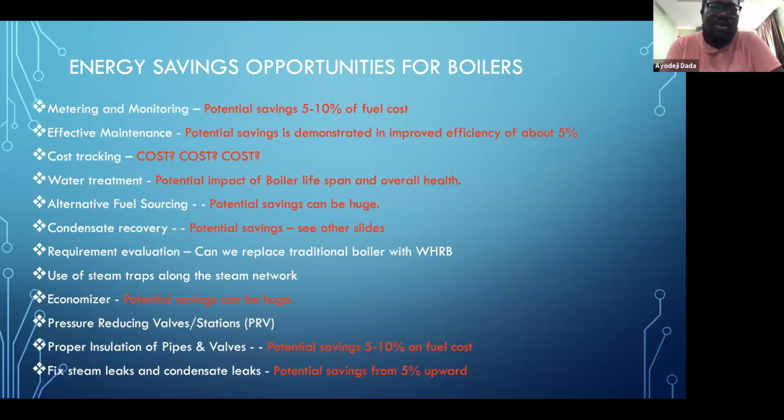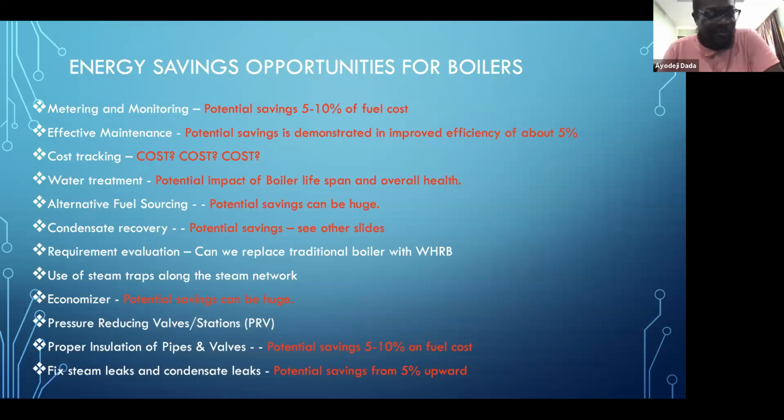So that's to tell you how huge the savings are. At times, if you are in an industrial setting where you have gas generators running, you need to consider whether we need an independent boiler. Can we replace it with a waste heat recovery boiler? This is another opportunity for savings. Steam traps, economizer, the engineer said that earlier. Another one is the pressure reducing valves or station. This can also help us reduce the amount of fuel that we consume in the boiler.